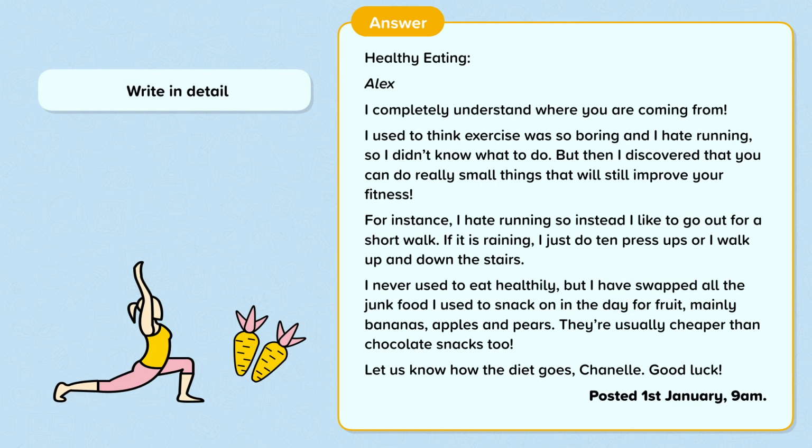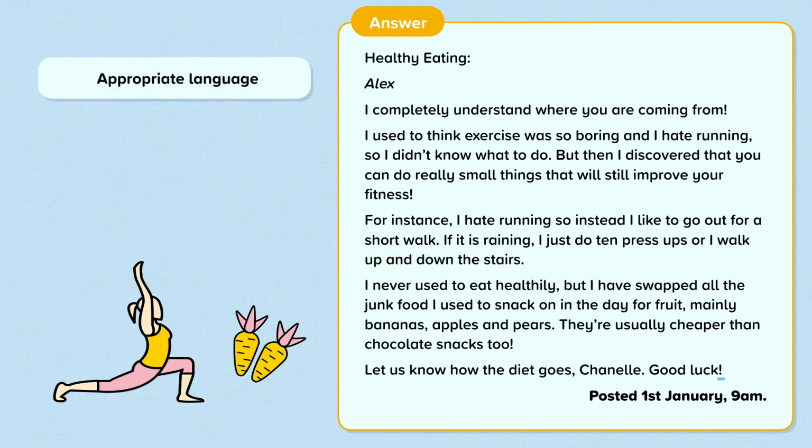In forums, it's useful to write in detail and to offer an example, fact, or perhaps an anecdote to create a detailed response. Here, they include an anecdote. You need to use appropriate language when writing a forum. You can use informal or chatty language, such as I completely understand where you're coming from and let us know how the diet goes. In this example, they've used exclamation marks to show that it is informal. But you need to remember to use exclamation marks sparingly. You shouldn't use very many. You should not use more than one per paragraph, and you must never use more than one exclamation mark in a row.